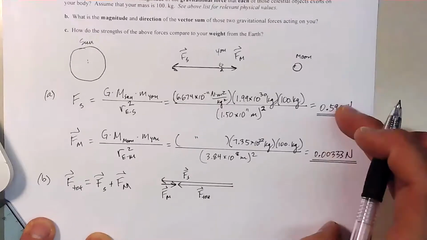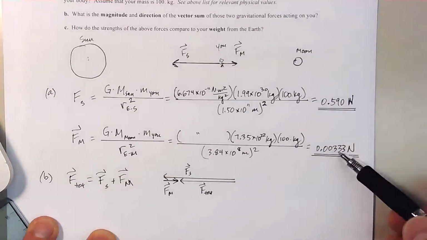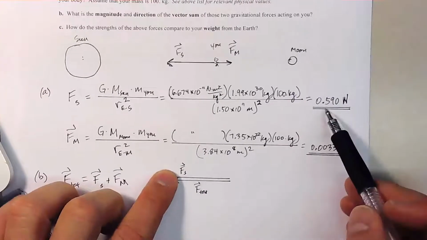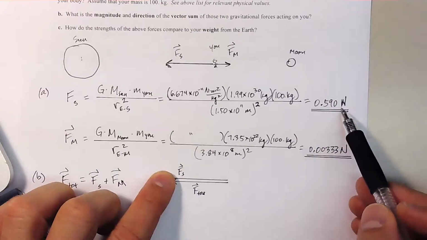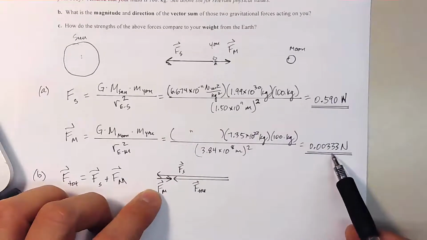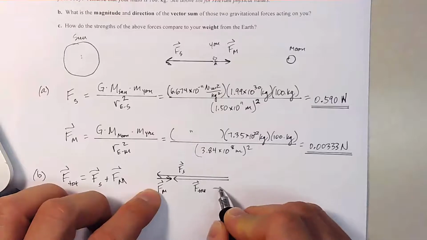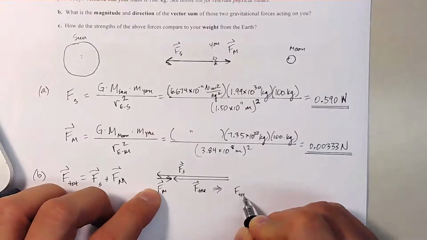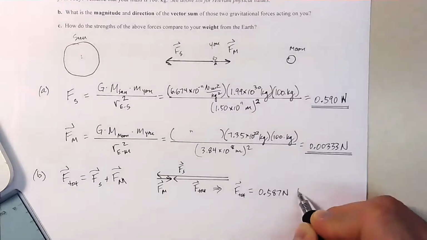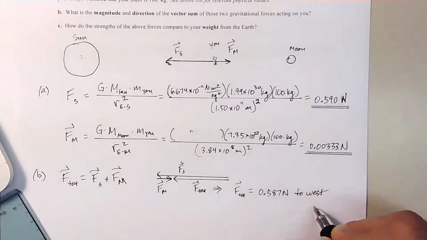And if I just then do the sum of these two, F sun is 0.59 newtons to the west, F moon is 0.0033 newtons to the east. That means that F total is going to be equal to 0.587 newtons to the west. In other words, toward the sun.